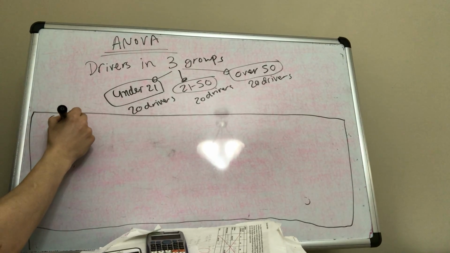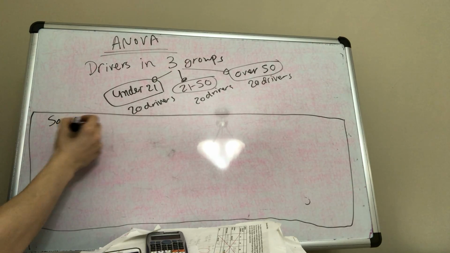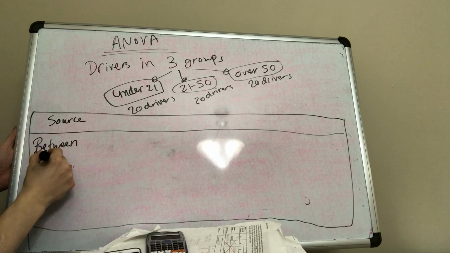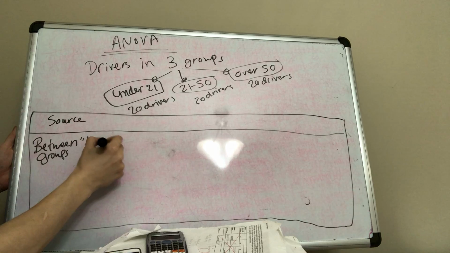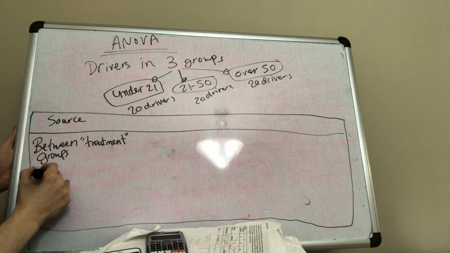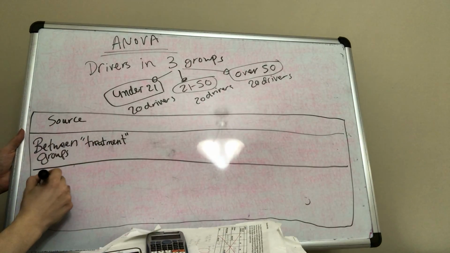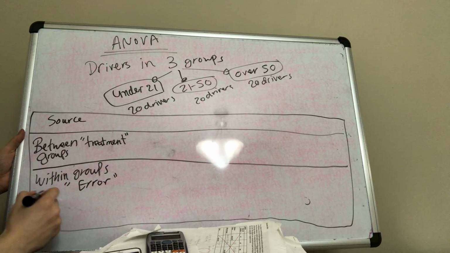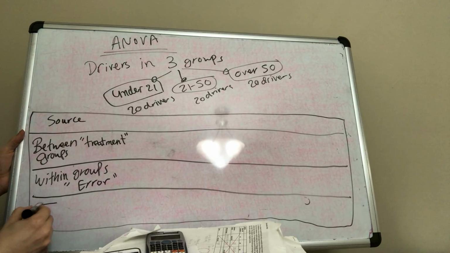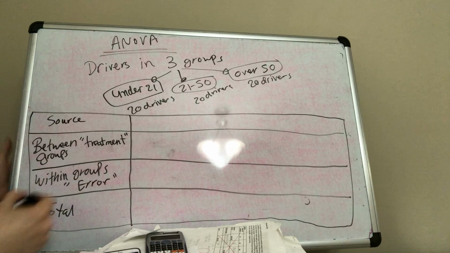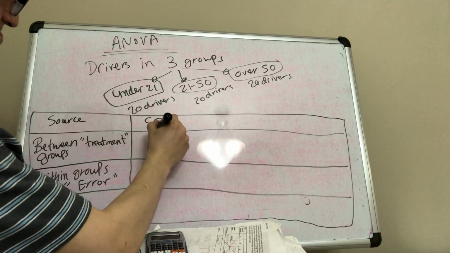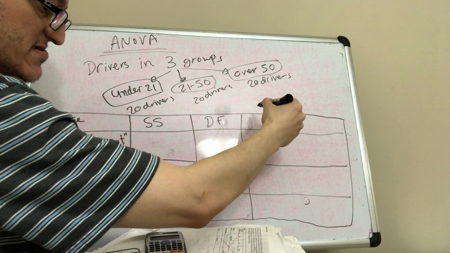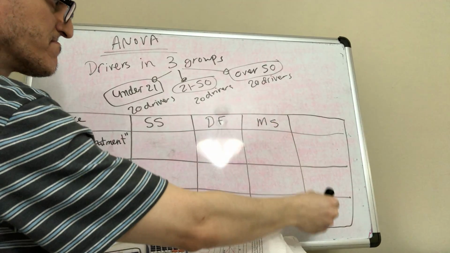So, first column was called source, for source of variations. And it's between groups, also called treatment. And you have within groups, also called the error. And here you have total. You have SS, DF, MS, and F.